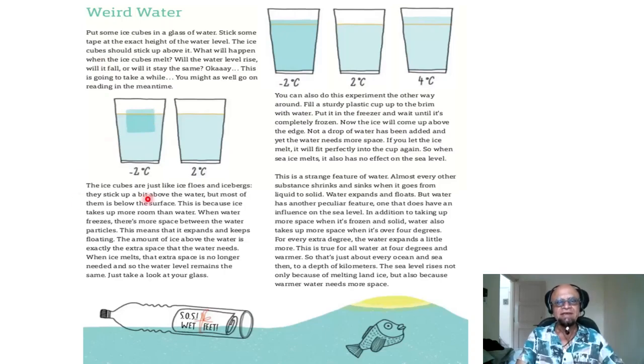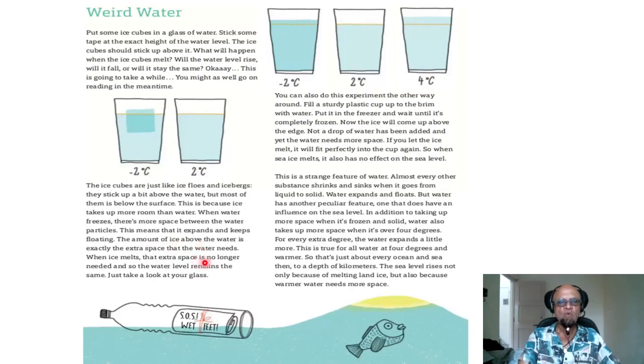Well, the ice cubes are just like ice floes and icebergs. They stick up a bit above the water, but most of them is below the surface. This is because ice takes up more room than water, so the volume is higher. When water freezes, there is more space between the water particles, so the molecules get arranged nicely and create a lot of empty space, let's say. This means that it expands and keeps floating.